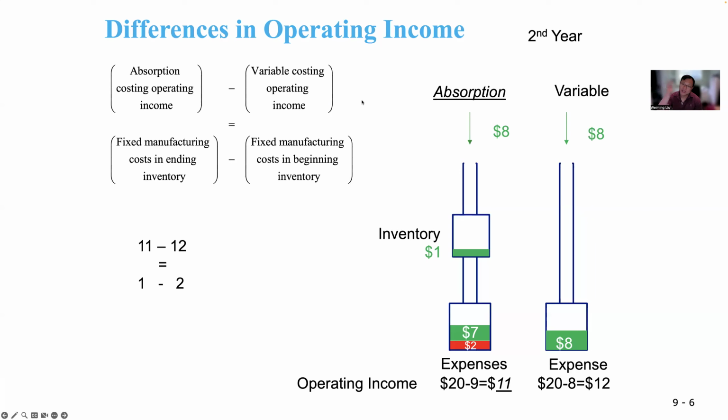So I hope using this example, it helps you to see how this fixed manufacturing cost flows and why that operating income will be different and how to reconcile them.